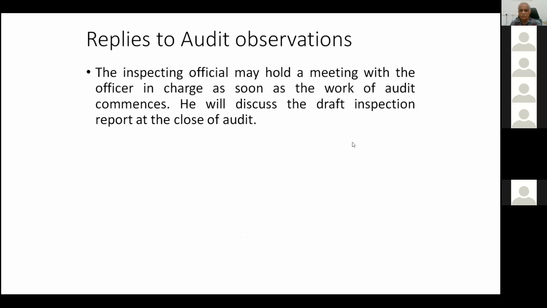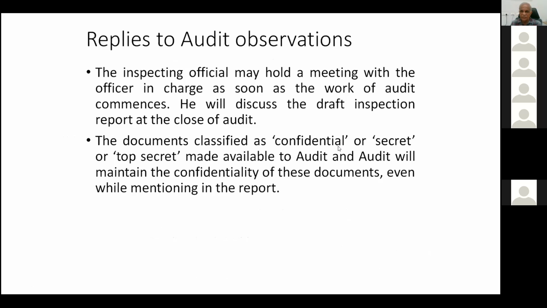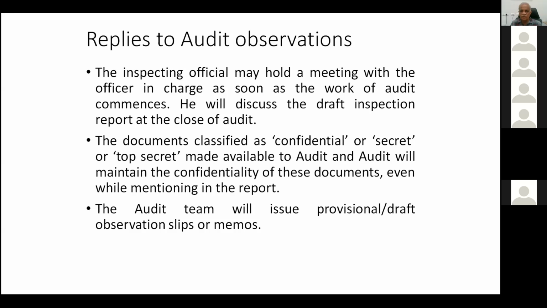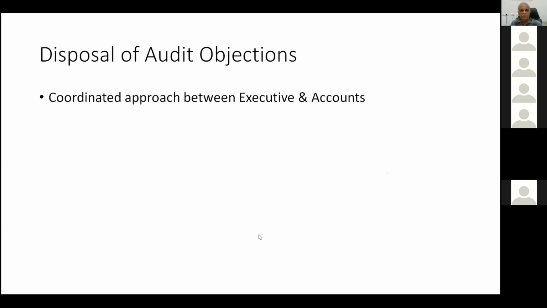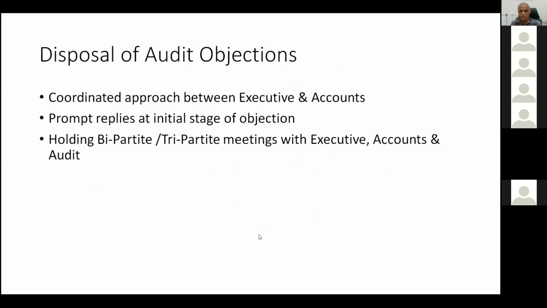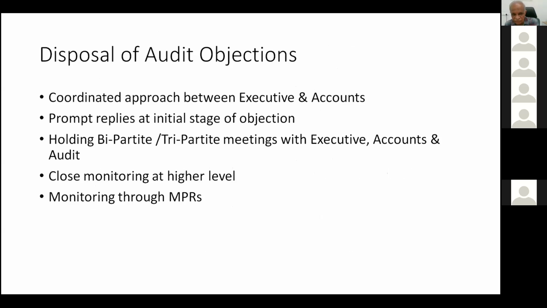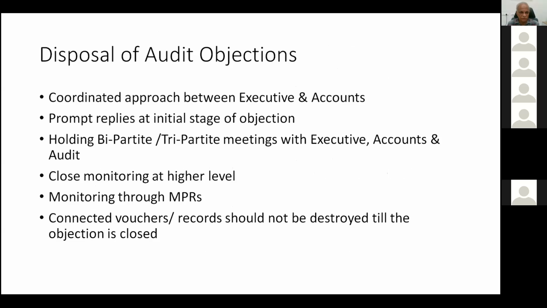the replies to audit observations: I always said that meetings will be held, and we can give any document also, and we will always ensure that the reply is to the point. The coordinated approach is most important for our audit objections to be closed. And the Railway Board will monitor audit objections also. At zonal level, AGM level, the closure of audit objections will be monitored. And at divisional level, DRM level, Sr. DFM level, it will be monitored through MPRs also.